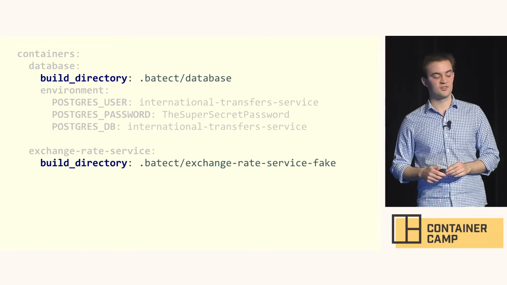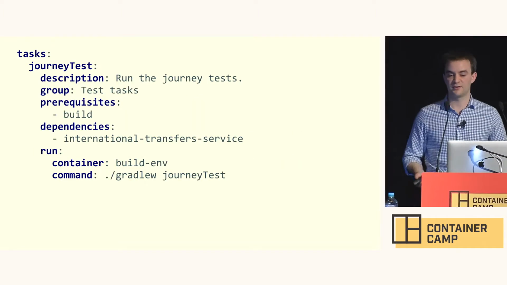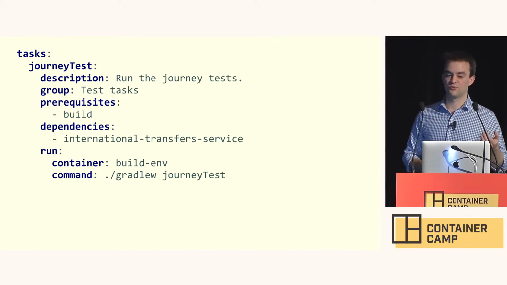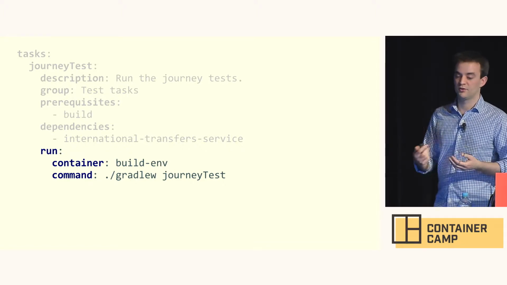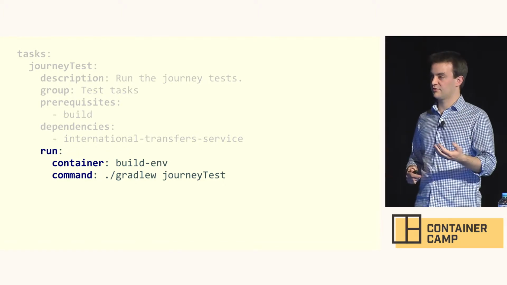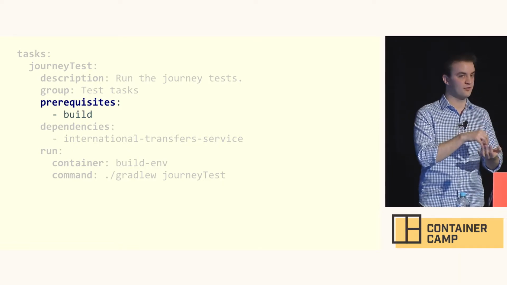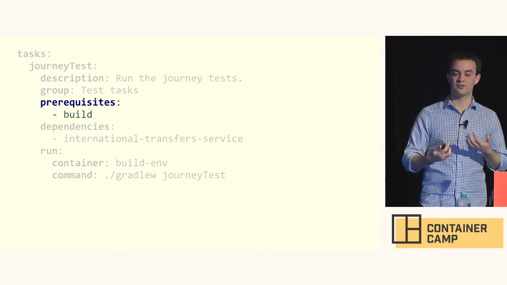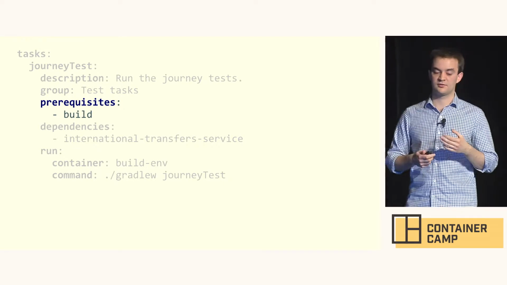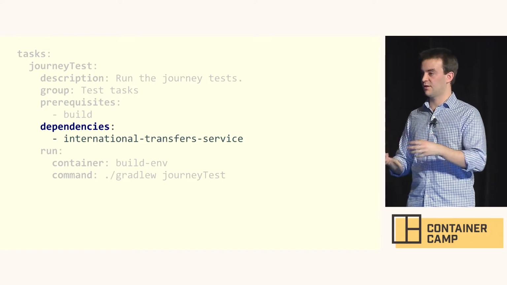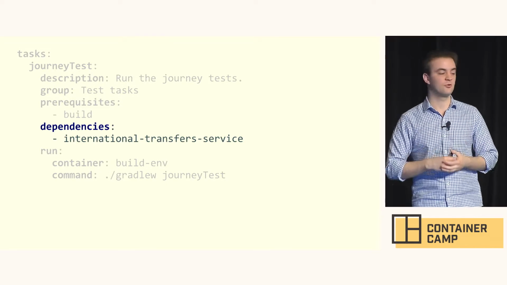With those containers defined, we can then start to define some different tasks. So again, we can define a task for Jenny testing. Again, we'll define a command to run and a container to run it in. You'll notice that now we can specify that there's a prerequisite task. So we can codify that idea that we need to compile the application before we run the Jenny tests. And we can also specify that the test runner, in this case the build environment, is reliant on the international transfer service, the application. And batect will understand that map of dependencies and make sure that's up and running before we get started.